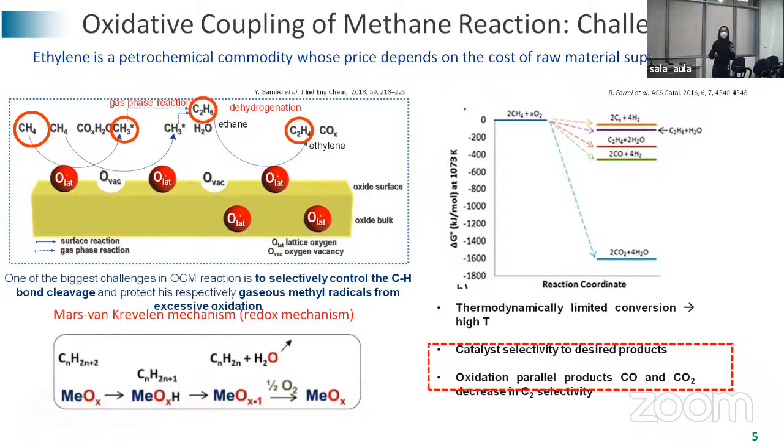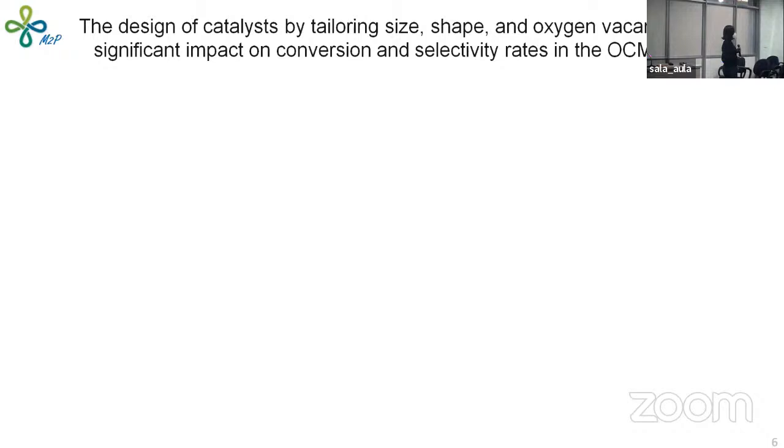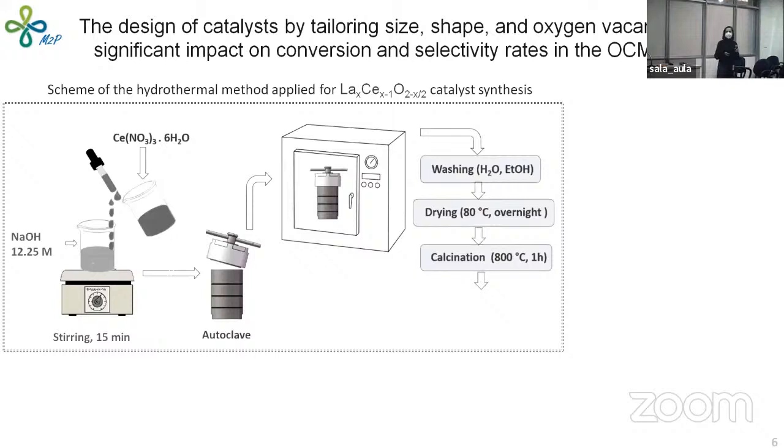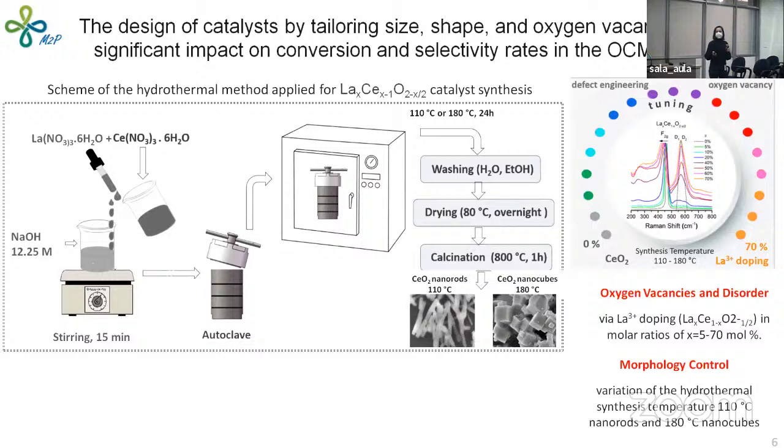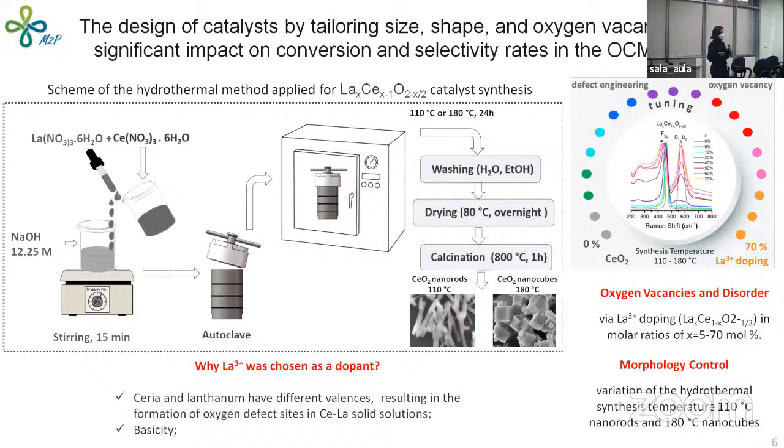To overcome all these challenges, our proposal is to design a new class of catalysts. This is the methodology we use to produce our catalysts, based on ceria doped with lanthanum. By simply changing the temperature, we could control the morphology, nanorods and nanocubes. And to control and tune the oxygen vacancies, we doped with lanthanum. Why lanthanum? Lanthanum has a different valence than cerium, and also has a good basicity, which is really important for the OCM reaction.